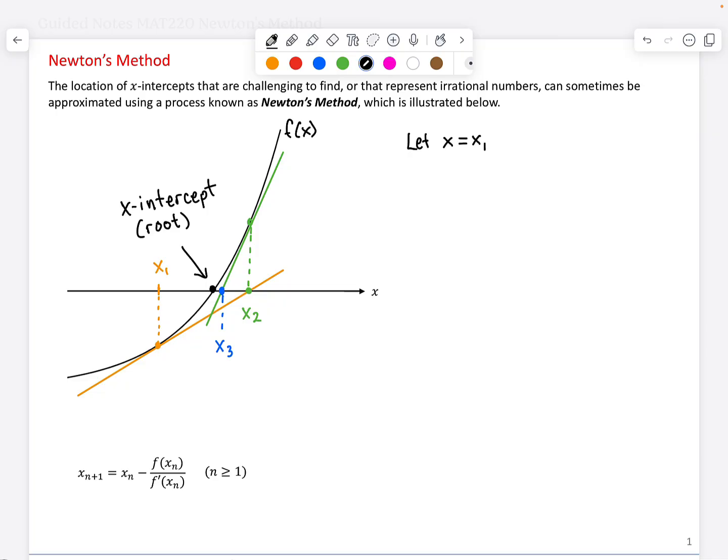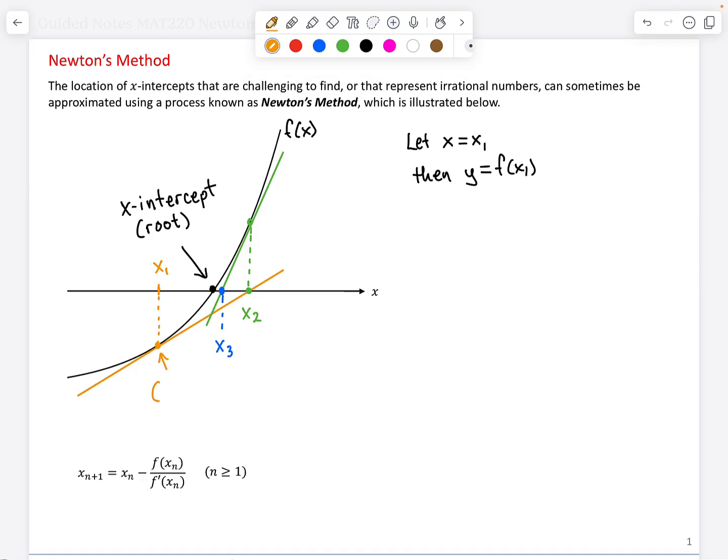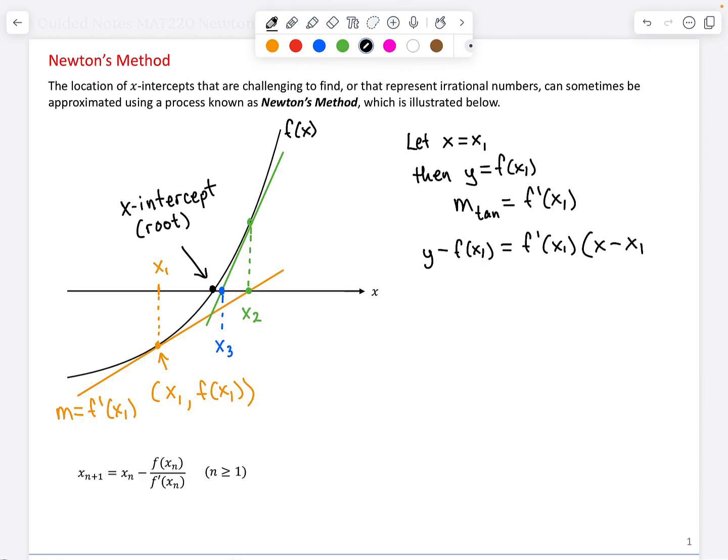Now let's focus on just the first step. So we pick some x-coordinate, x sub 1. Then the y-coordinate would be f of x sub 1. So this orange point in our graph has coordinates x sub 1, comma, f of x sub 1. Furthermore, the slope of this orange tangent line can be found by plugging x sub 1 into the derivative of f. So m sub tan is f prime of x sub 1. Now let's create the equation of this tangent line. So you have y minus the y-coordinate is equal to the slope times x minus the x-coordinate. This would be the equation of that orange line.